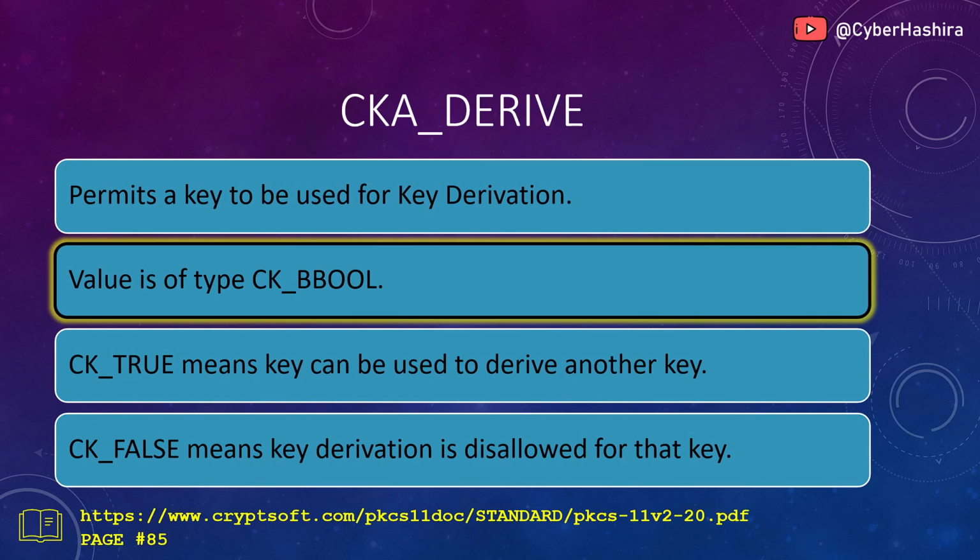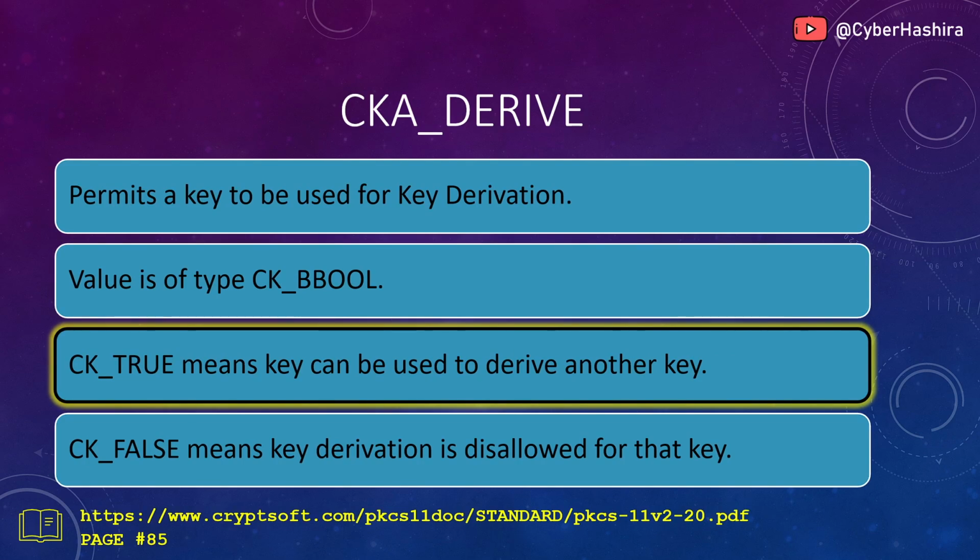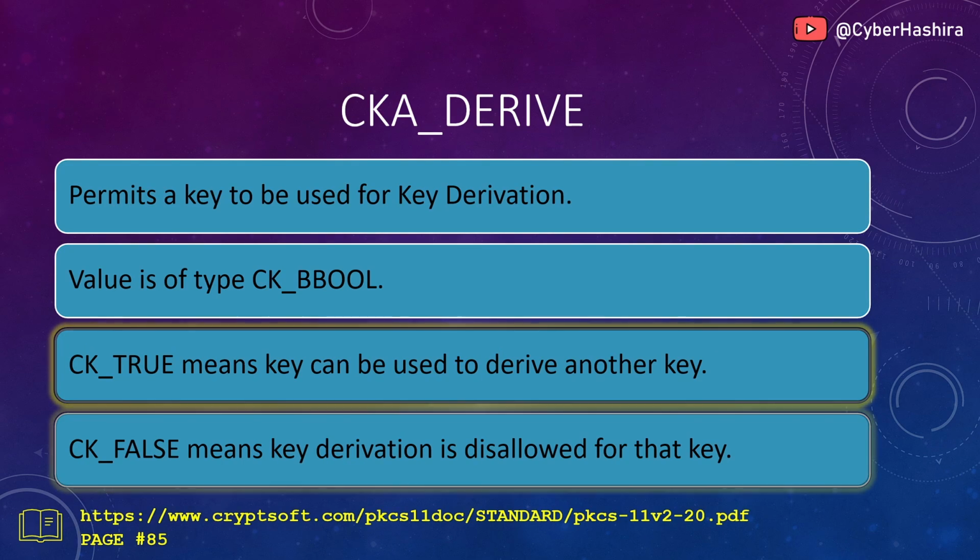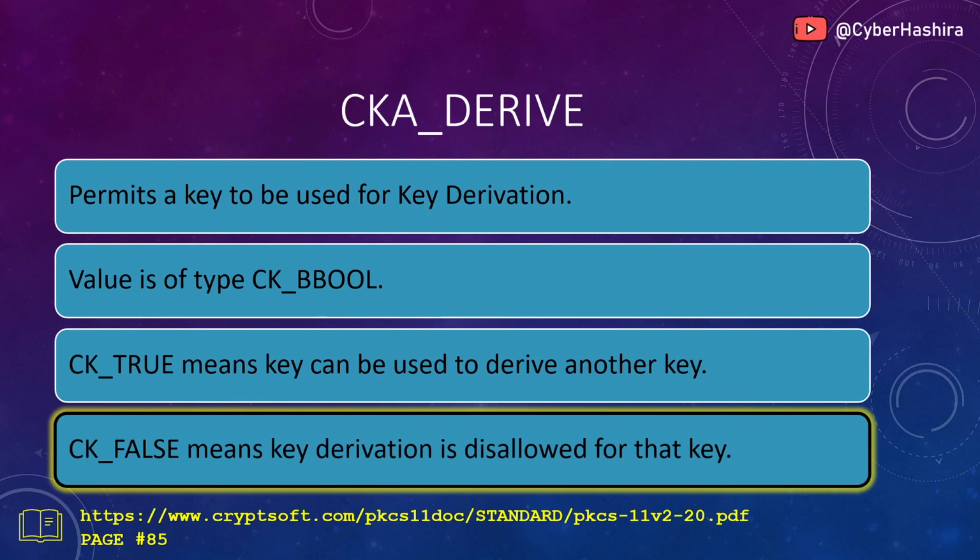The value it accepts is Boolean. If the value is true, then it means that the key can be used to derive another key. And if that value is false, then the key derivation is disallowed.